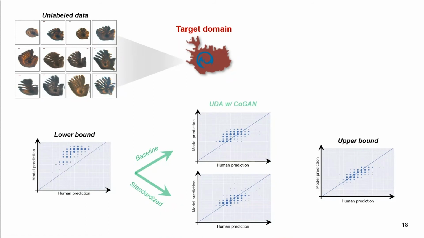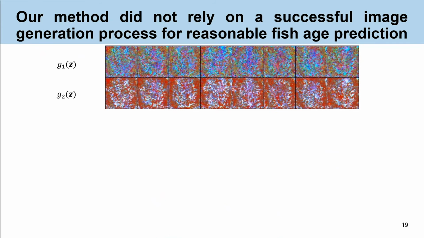All in all, what we also observed is that the results were improved when preprocessing the data using standardization. However, we found out that even though our approach was based on generative adversarial networks, it did not rely on a successful image generation process. So what do I mean by that?